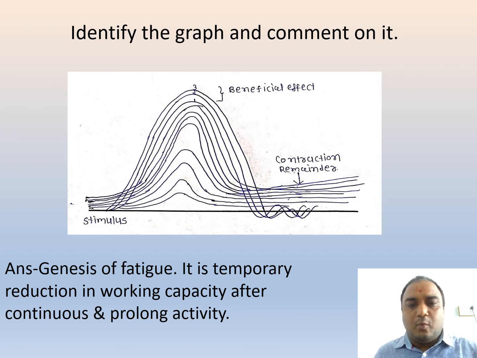Identify the graph and comment on it. You can see 1, 2 and 3. Initially the height of contraction increases, that is due to the beneficial effect, but after that the height decreases gradually, and you can see some flat lines, that is known as contracture remainder. The graph is of genesis of fatigue. Simply write down the definition: temporary reduction in working capacity after prolonged or continuous activity.